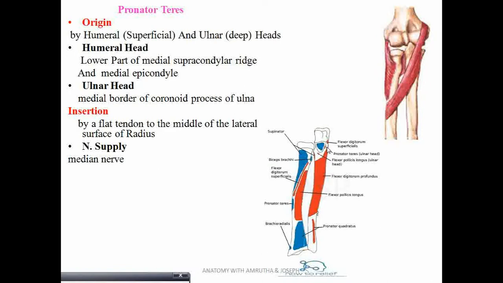So the pronator teres origin can be seen from the ulna, and this is from the radius. This is from the humerus. Okay, humeral head and ulnar head. Here only the ulnar head is shown. Insertion is by a flat tendon onto the middle of the lateral surface of the radius. So insertion is onto the radius. Nerve supply is by the median nerve. The median nerve, again, is a branch of the brachial plexus.